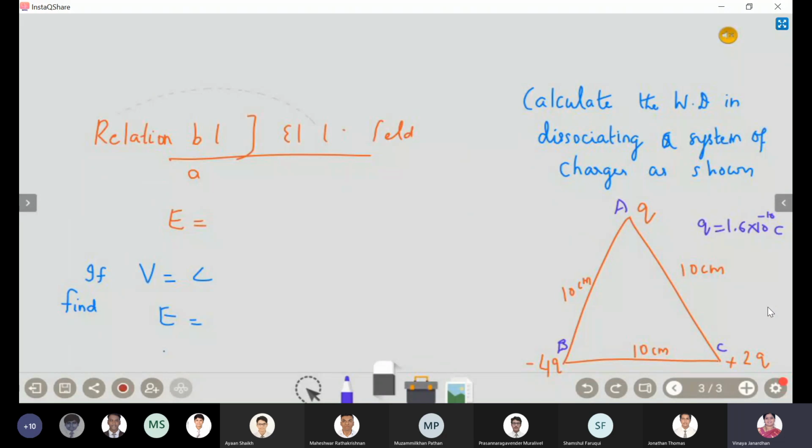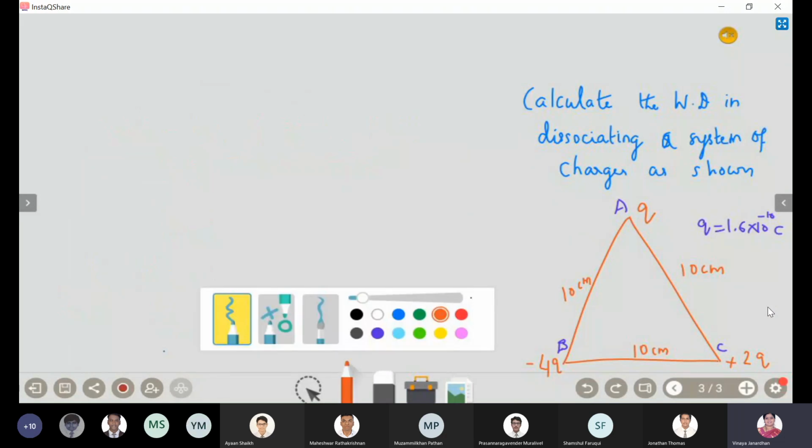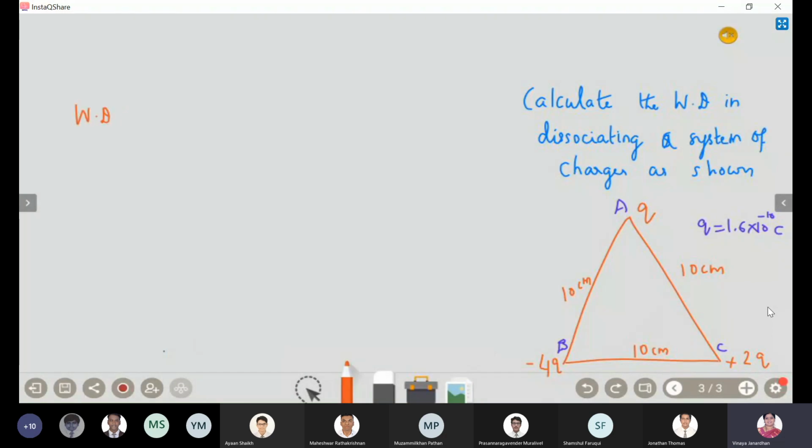Now you are imagining all the charges are at infinity, bringing each charge from infinity to points A, B, and C. First, let us find the work done in bringing Q from infinity to A, an empty space. Let me do a little bit of derivation. So WA is equal to 0.